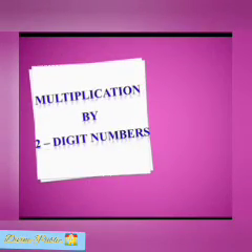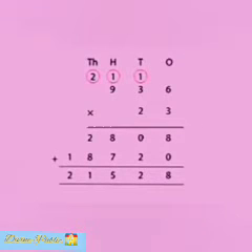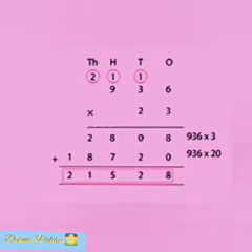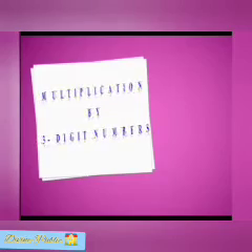Multiplication by two-digit numbers. For example, multiply 936 by 23. Firstly, multiply 936 by 3, then by 20. Thus, the product is 21,528. Multiplication by three-digit numbers.